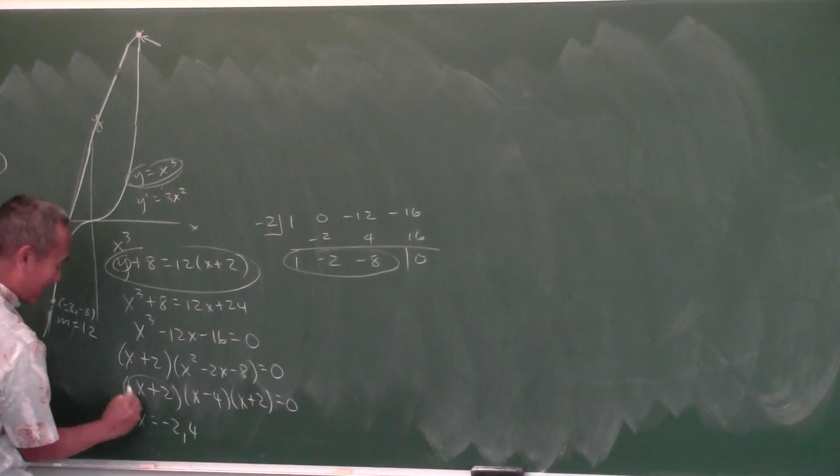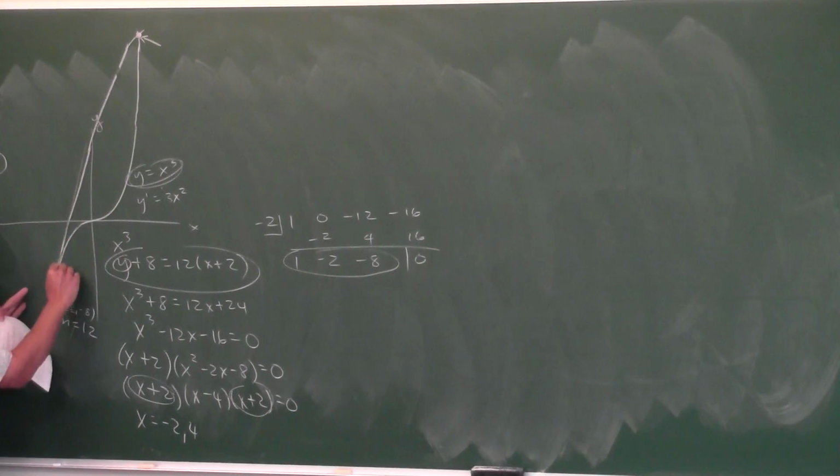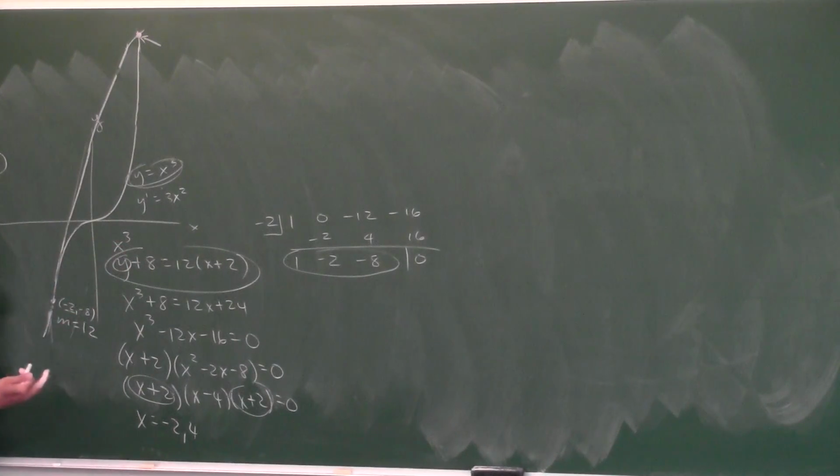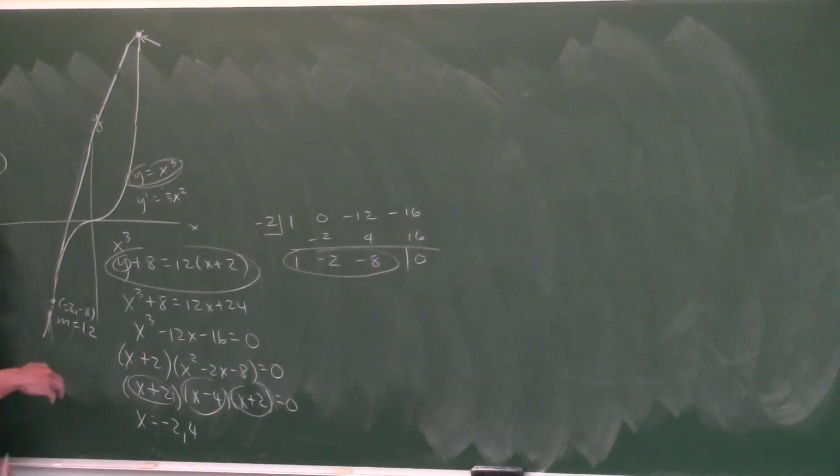Now notice that -2 is a double root. Does that make sense? Yeah, because look, the graph bounces off. They bounce off of each other. Double root. And then over here, single root. See how they go through. That's all the stuff we learned this year.